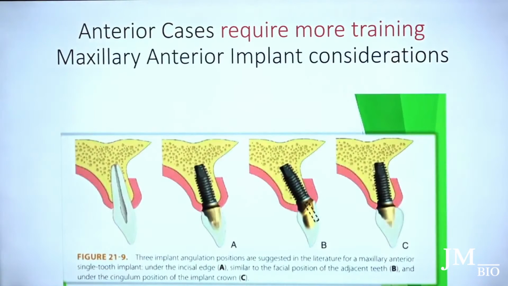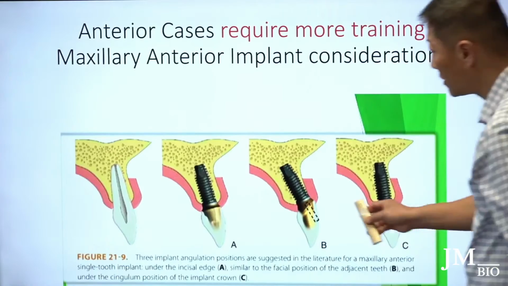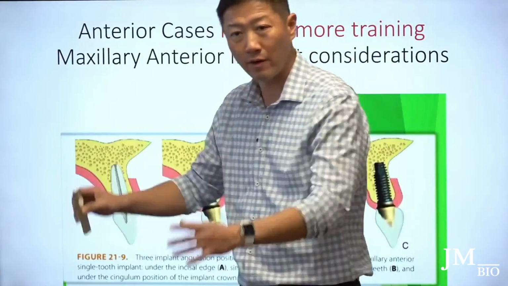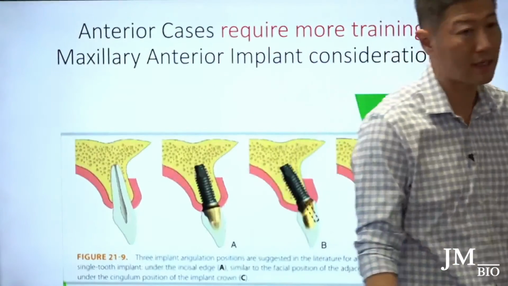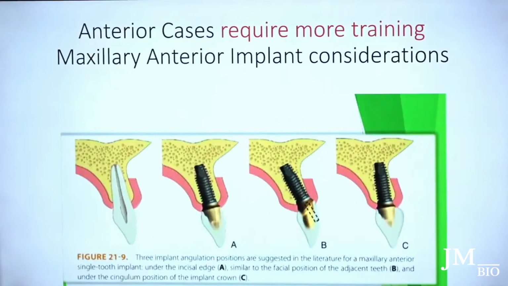Anterior cases require more training, so I definitely don't think it should be your first case. But once you examine the data and the CBCT, then you can consider whether to take on the case or not. If the root form is straight and you have plenty of ridge, then it's not a difficult case. You just have to be mindful of the biological width, and depth control is very critical. But it's not a difficult case if that's the situation.